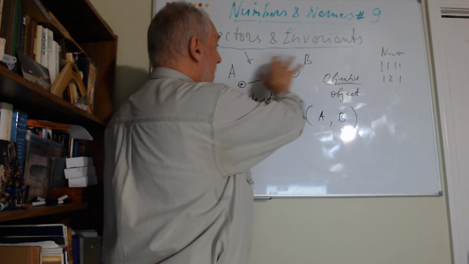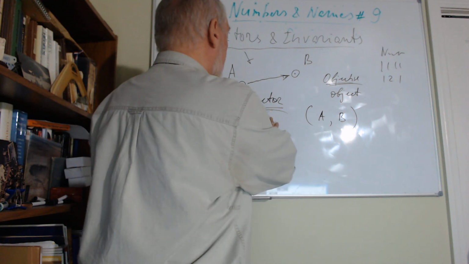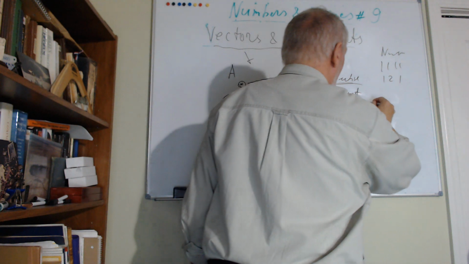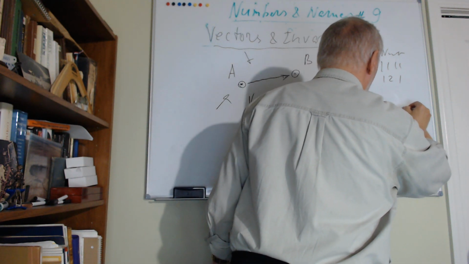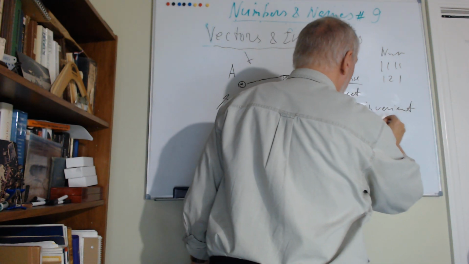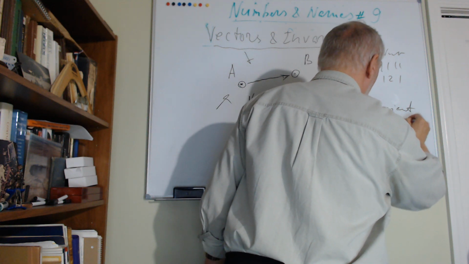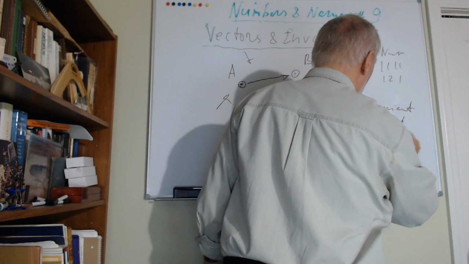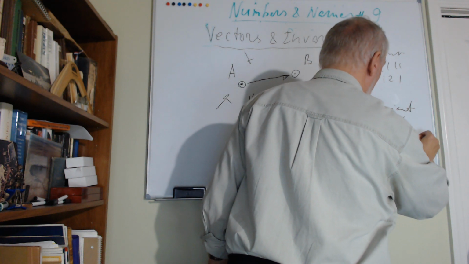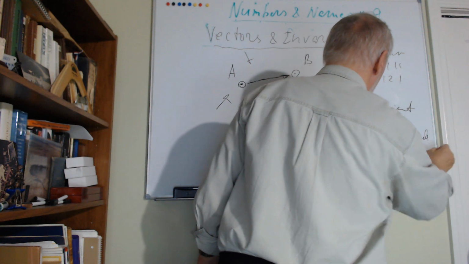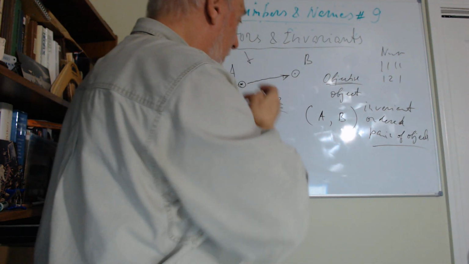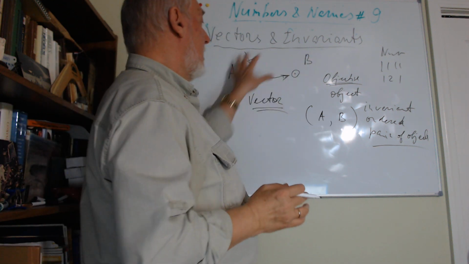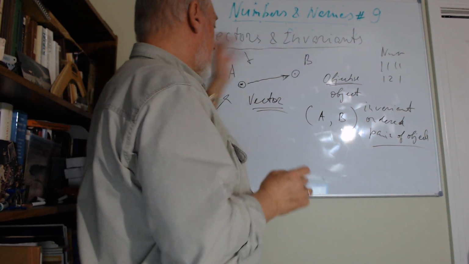So vector, in general understanding, it is an invariant, ordered pair of objects. This is maybe the most general definition of a vector. Whatever we do, we still see this picture.